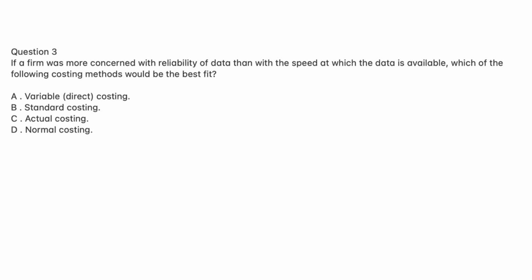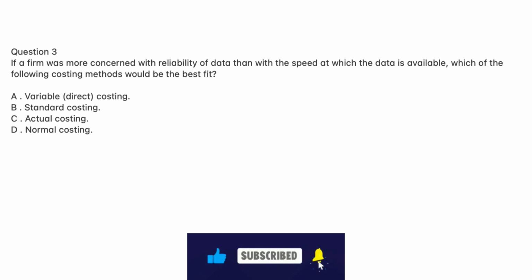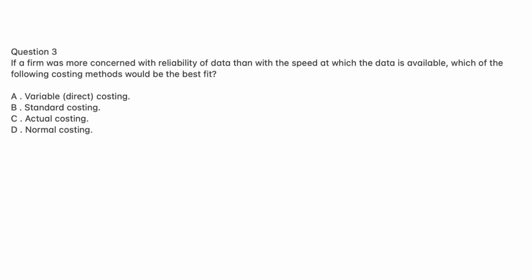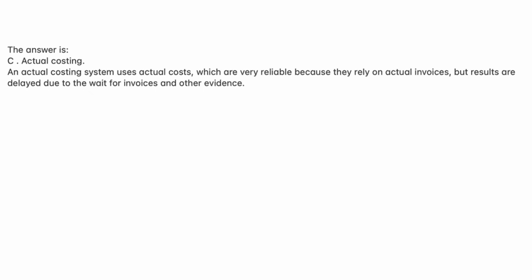Question 3. If a firm was more concerned with reliability of data than with the speed at which the data is available, which of the following costing methods would be the best fit? A. Variable, direct costing. B. Standard costing. C. Actual costing. D. Normal costing. The answer is C. Actual costing. An actual costing system uses actual costs, which are very reliable because they rely on actual invoices, but results are delayed due to the wait for invoices and other evidence.